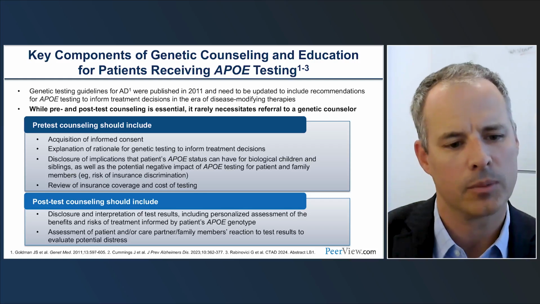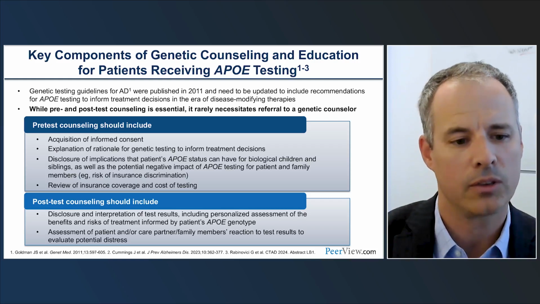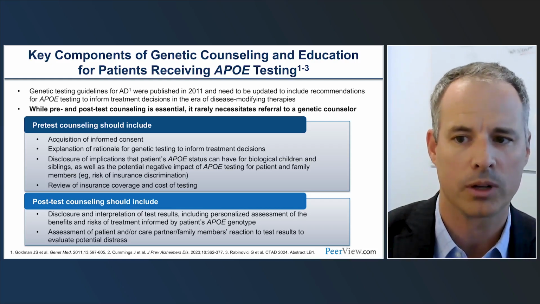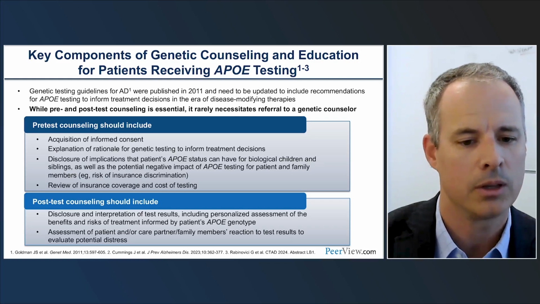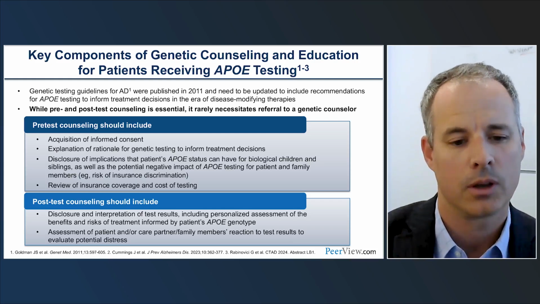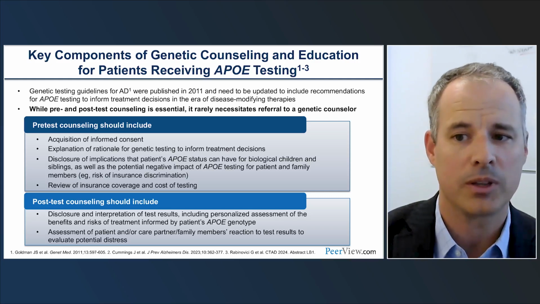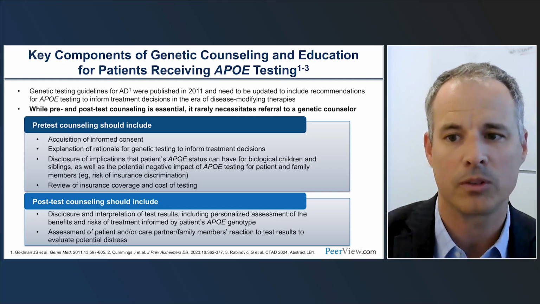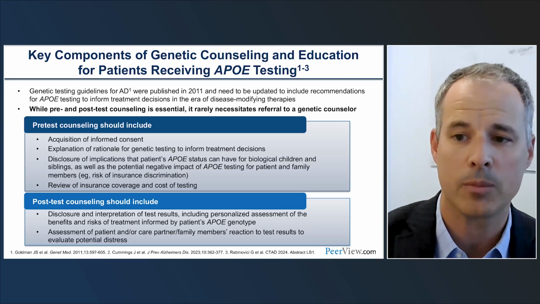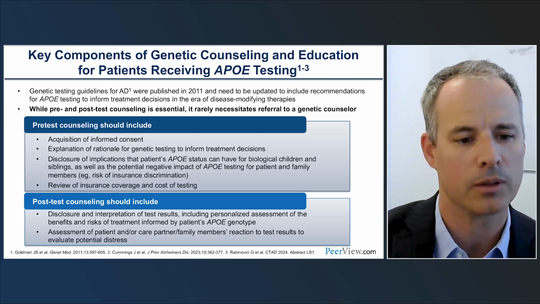After the test has been completed, counseling should include disclosure of the test results, including a personalized assessment of the benefits and risks. So this is where one can consider the numbers that Sharon told us about in the discussion with the patient about their personal risks and potential benefits from these treatments, and to understand their reaction to these test results and evaluate for potential distress. Usually the patient has already been diagnosed with Alzheimer's disease, so there may be minimal distress in the patient, but this is often focused on family members who may ultimately find out that they potentially have risk of having an APOE4 allele.